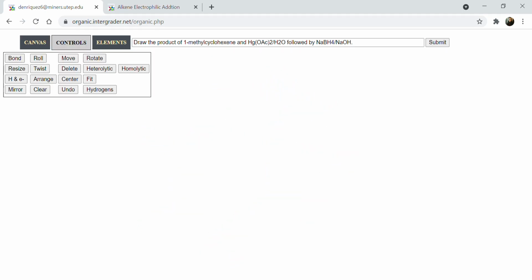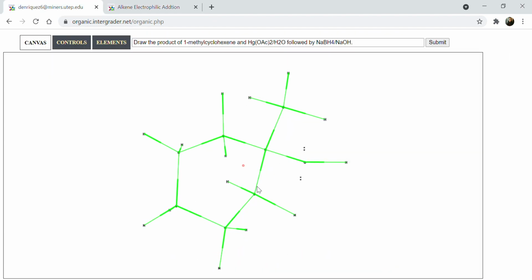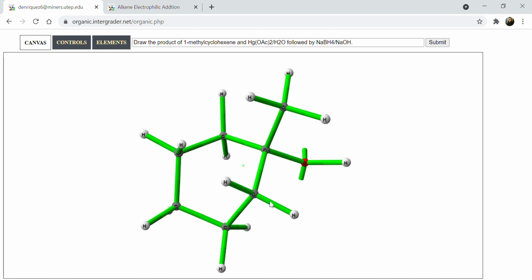Arrange, and then we see that it said anti question mark because these hydrogens are the same priority, so it doesn't really matter where this goes. The oxygen can go on top or bottom, it makes no difference.